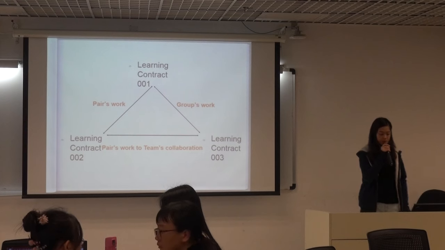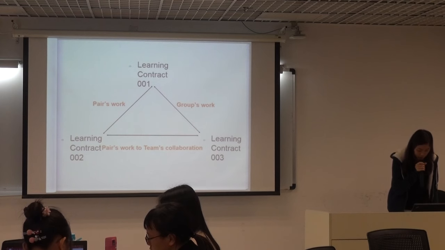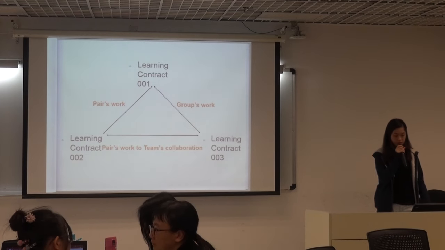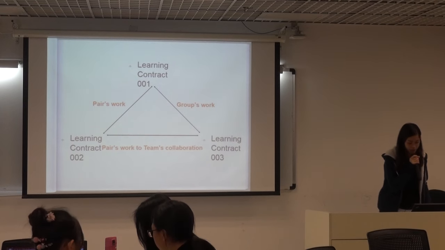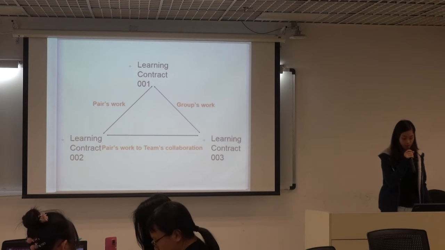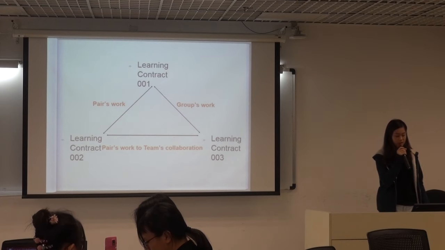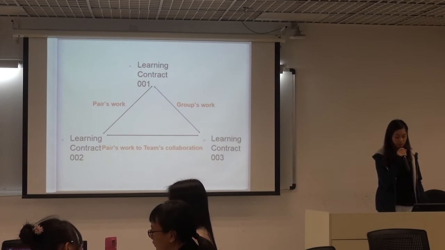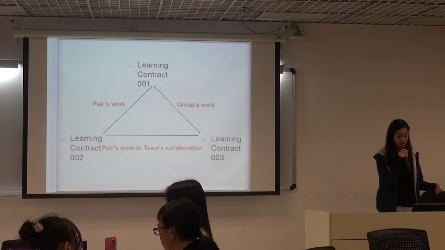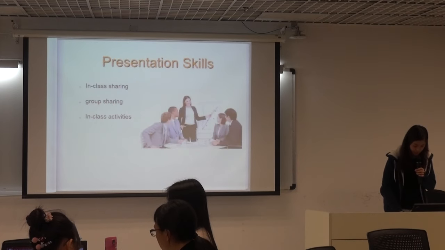So in this semester, we have been through three learning contracts, and I have made a graph to summarize. Learning Contract 1 involves our individual work. Learning Contract 2 involves our peer work. And Learning Contract 3 involves group and team work. Altogether, it requires a lot of different skills, including information literacy, collaboration, and many other things. I think it's a gradually increasing process, and we have gained a lot of skills from it.